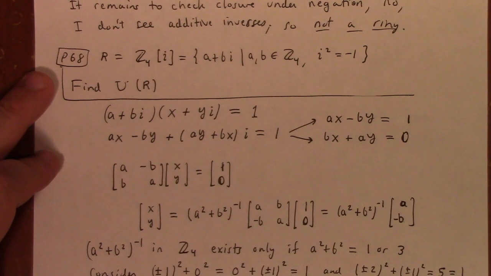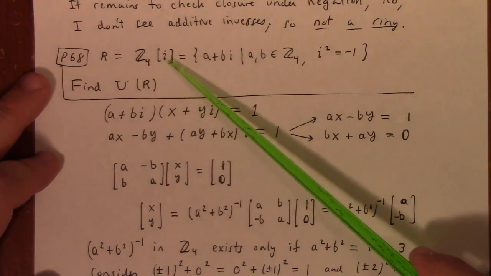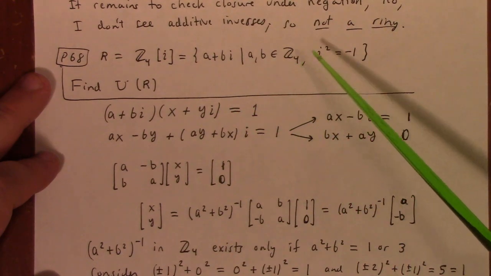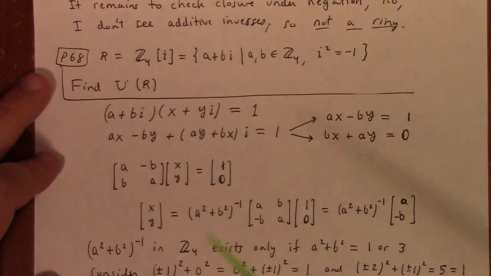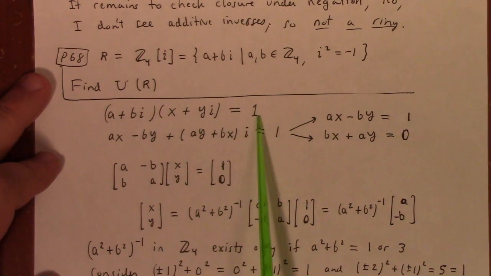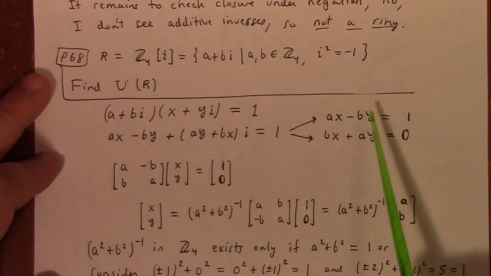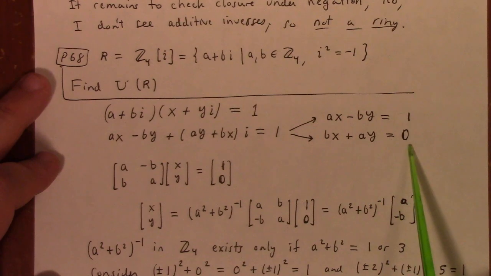That's an example of a Boolean ring, in honor of George Boole, founder of logic and stuff like that. Now here, Z4[i], we're looking at a + bi, where the coefficients are from Z4 and i squared is -1. Find the units. So we're trying to figure out when we can solve this equation. If you multiply that out, that means we're trying to solve ax - by = 1, and also bx + ay = 0.